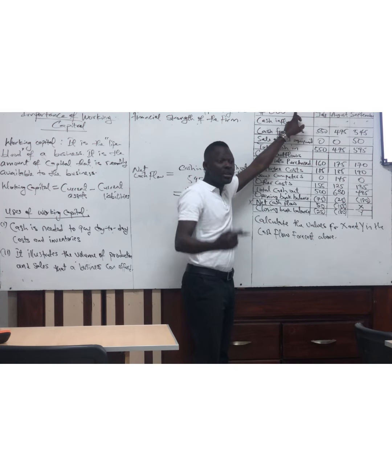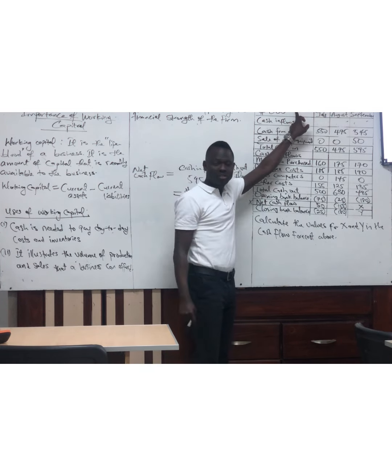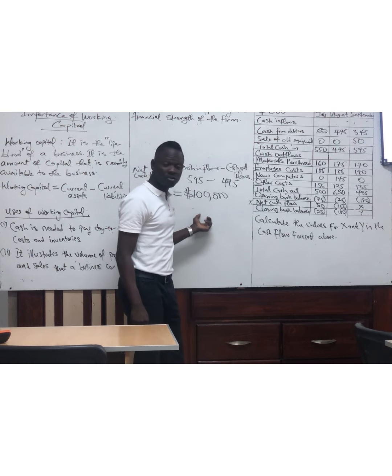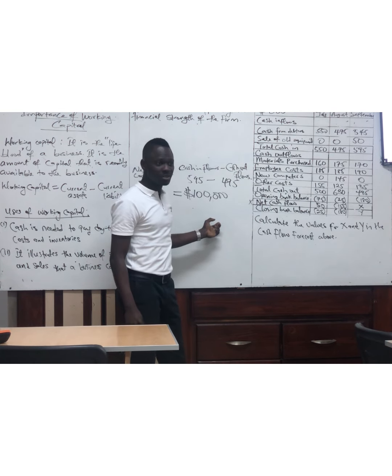So if it is an optional question, they might just put 100. If you choose 100, it's a wrong answer. It is 100,000. Is it clear?